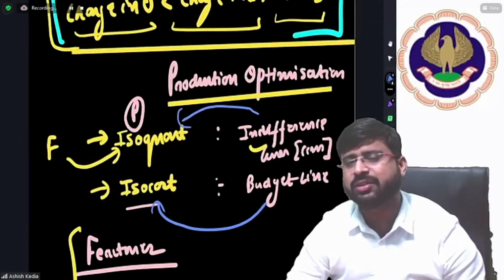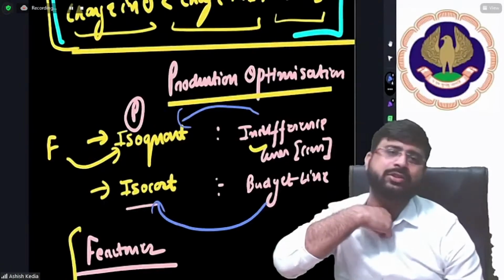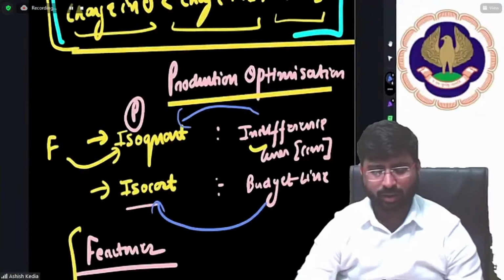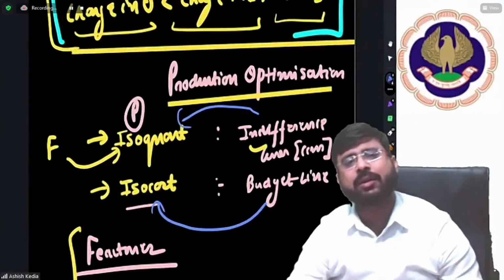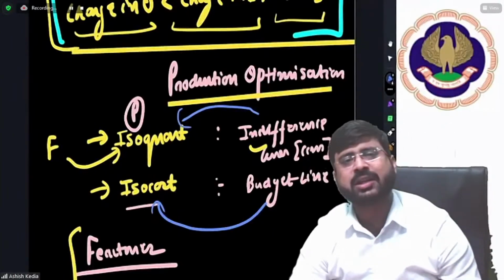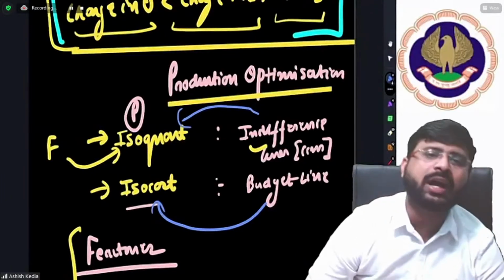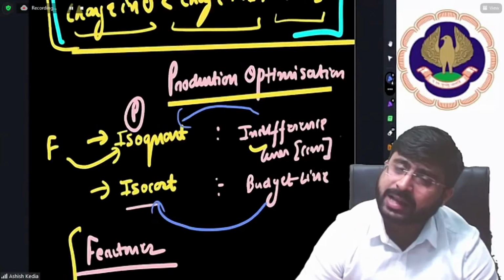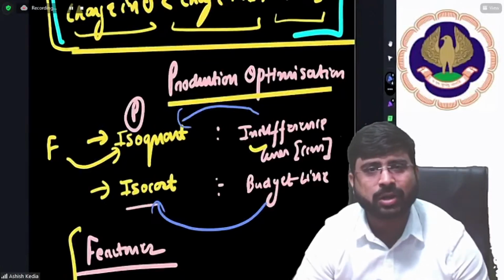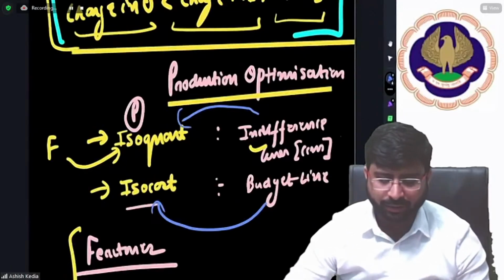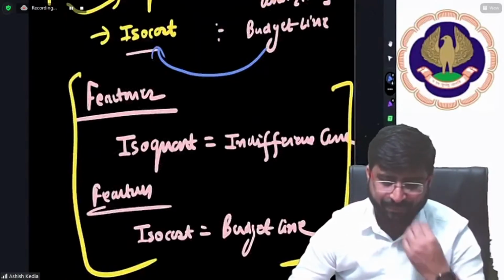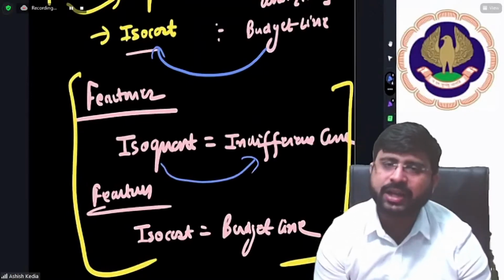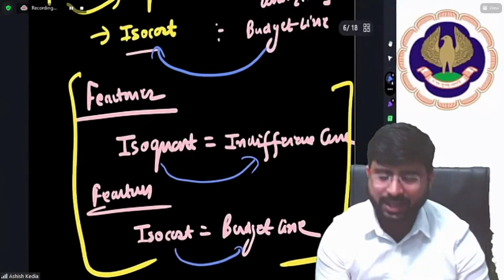Now, sir, it's looking easy. So production optimization is much like consumer equilibrium. Here we are discussing how to optimize production. Indifference curve is nothing but the name of iso-quant, and budget line is replaced by iso-cost. So iso-cost is for production, budget line is for consumption. Similarly, iso-quant is for production, indifference curve is for consumption. Understood? Let's go ahead. Iso-quant behaves like indifference curve, and iso-cost is much like budget line.